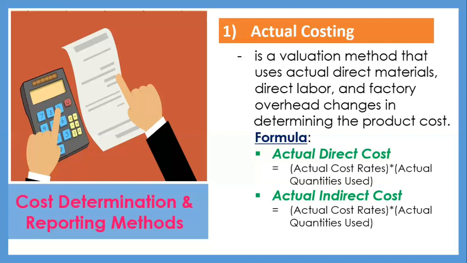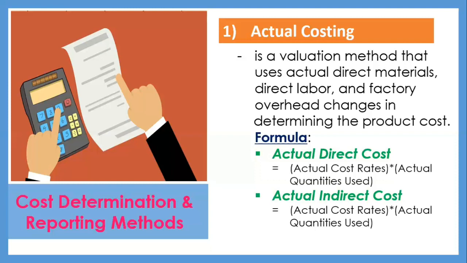Now, the formula in getting actual costing, so we have two. We have actual direct costs, and the formula is equal to actual cost rates multiplied by actual quantities used. And we also have actual indirect costs, which is equal to the product of actual cost rates and actual quantities used.